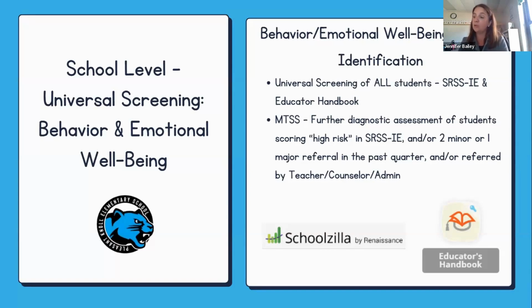So as a behavior and emotional well-being team, we pull the names of all students who scored in the high risk category in that SRSS-IE in either internalizing or externalizing behaviors. We also pull the names of any student with 2 or more minor referrals or 1 or more major referral in the past quarter, so in between those screening windows. And then, of course, any names of students who are referred to our intervention process by a teacher, counselor, or administrator. So then after that, our team will begin gathering more diagnostic information.